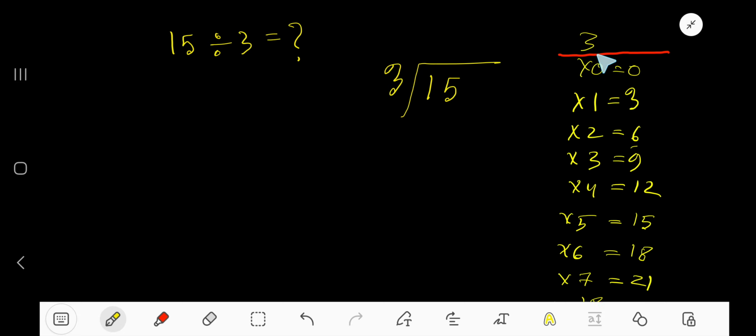To find out the multiplication table of 3, just add 3 to the previous step. 0 plus 3 is 3, 3 plus 3 is 6, 6 plus 3 is 9, 9 plus 3 is 12, 12 plus 3 is 15, 15 plus 3 is 18, 18 plus 3 is 21.